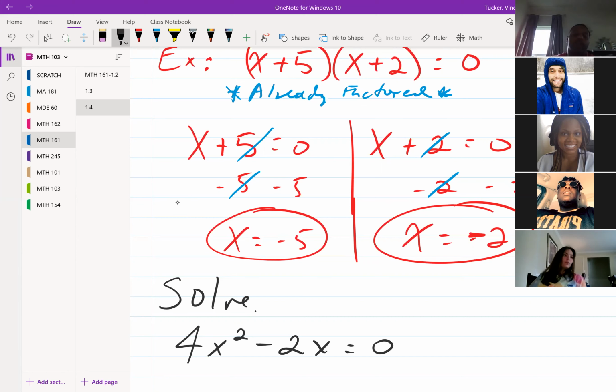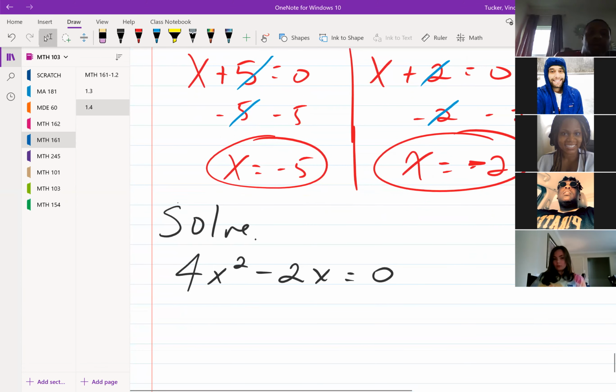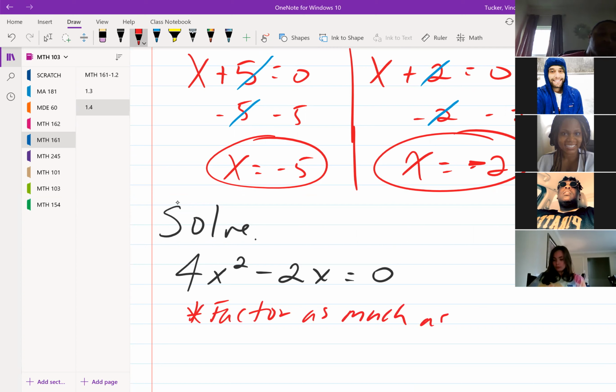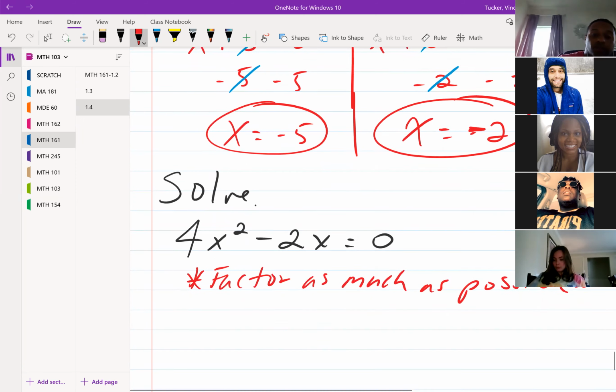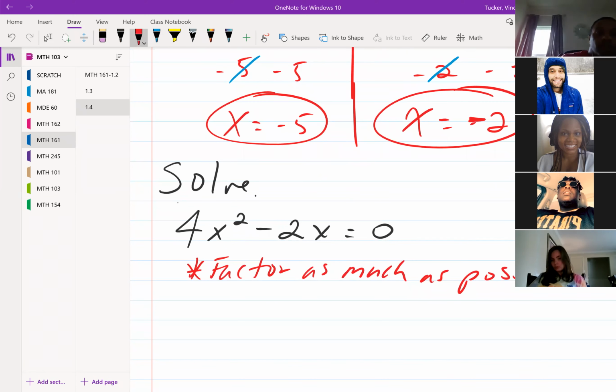All right. So if I have 4x squared minus 2x equal to 0, it's not in its factored form, so I do need to factor as much as possible. I want to factor down as much as possible. So when I look at 4x squared minus 2x, what I can do is factor out the GCF of 2x. So what's left is 2x minus 1.